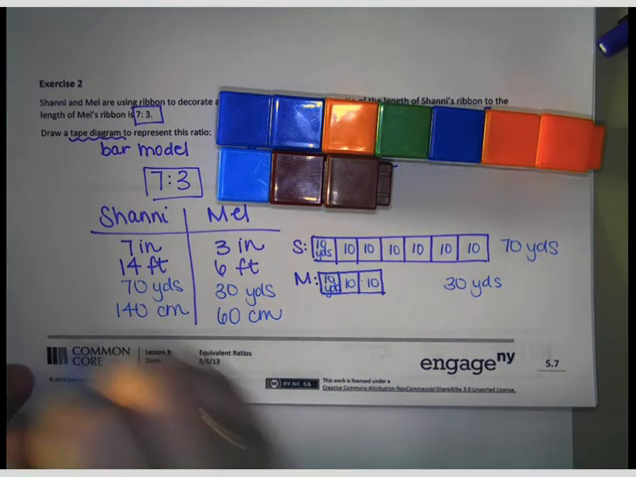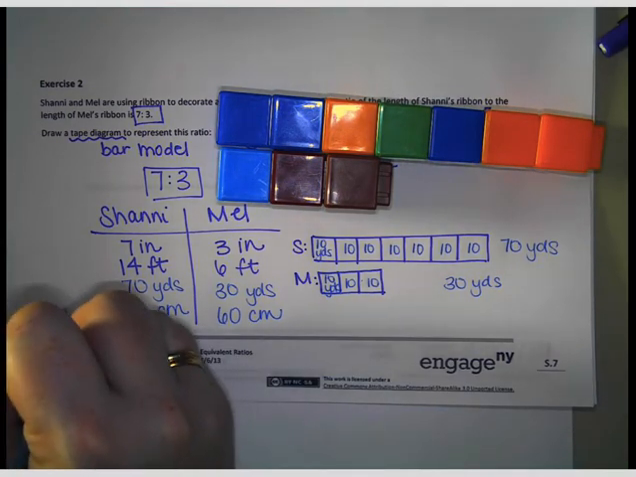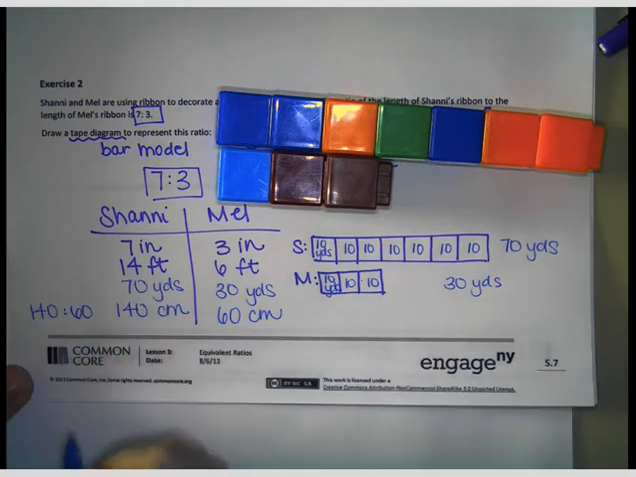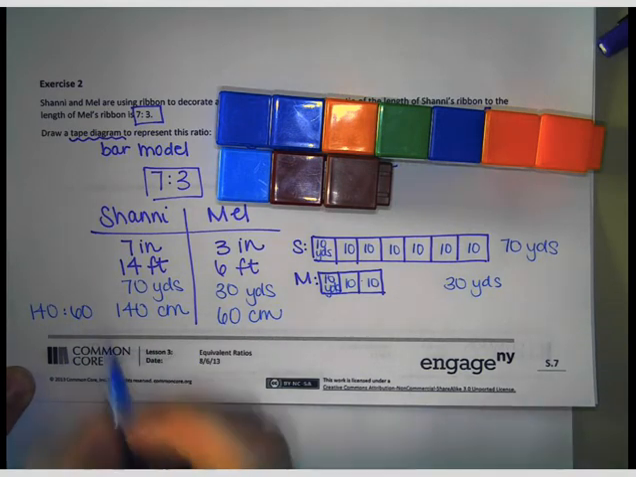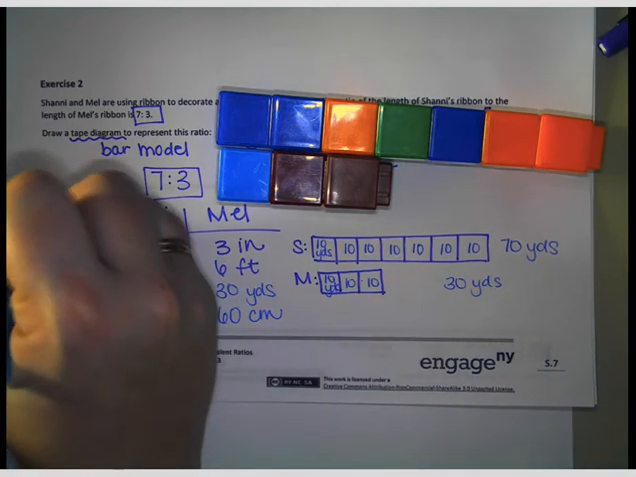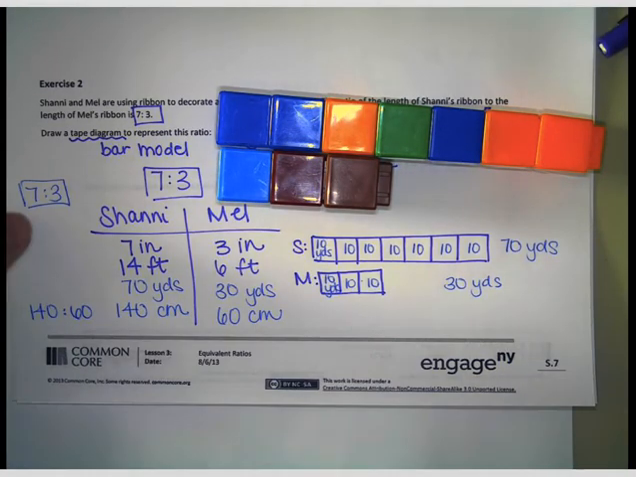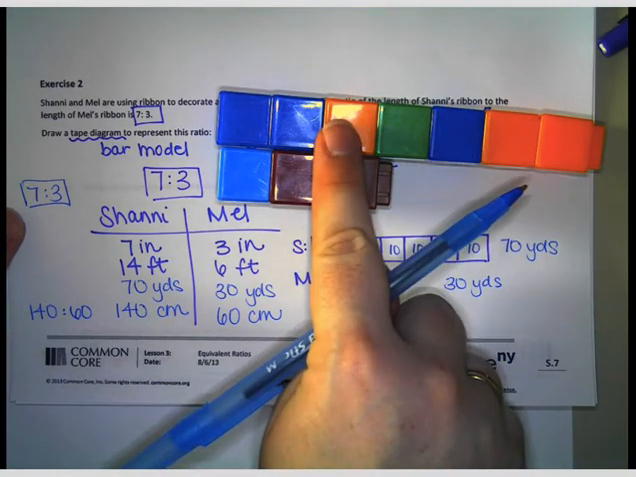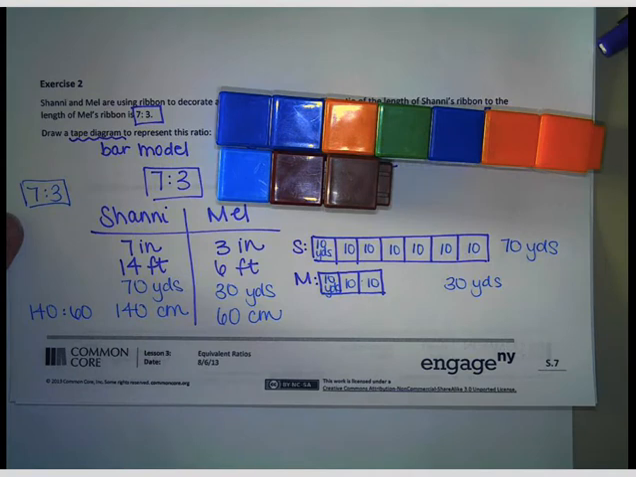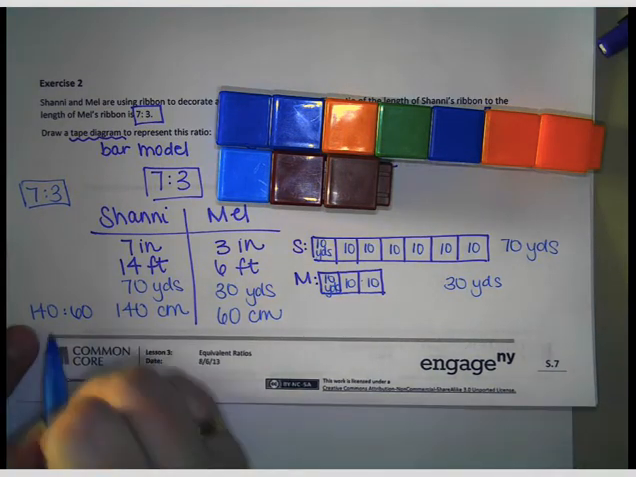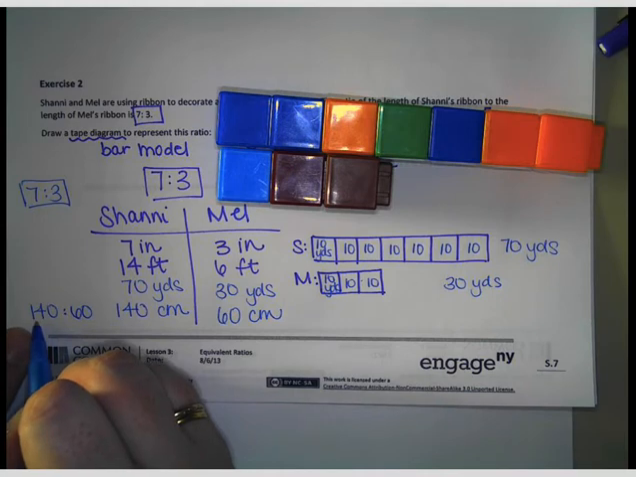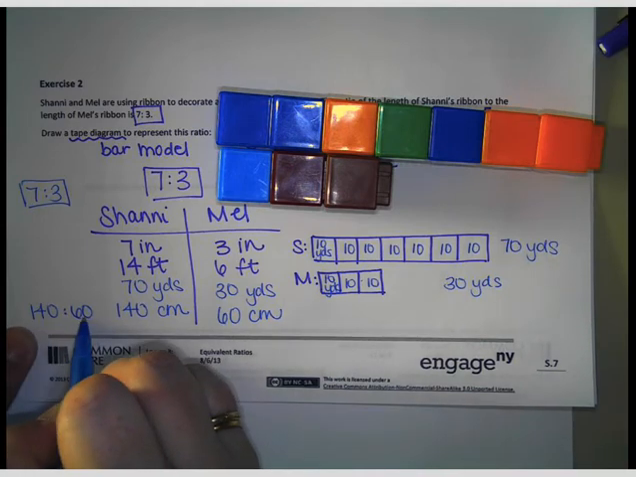That means that the ratio 140 to 60 is an equivalent ratio to the ratio 7 to 3 because I use 7 to 3 to make my bar model. But then if I made each cube in the bar be worth 20 centimeters, it got me up to an equivalent ratio of 140 to 60.